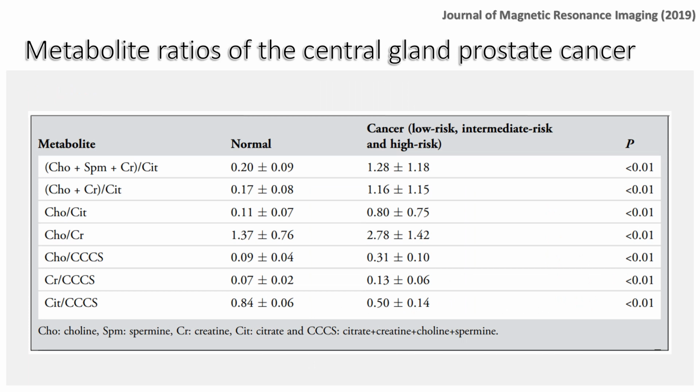This table shows metabolite ratios in cancer and normal tissues. All metabolite ratios except mole fraction of citrate were significantly higher in cancer tissues than normal tissues. Additionally, a significant decrease was observed in mole fraction of citrate in cancer tissues compared to normal tissues.